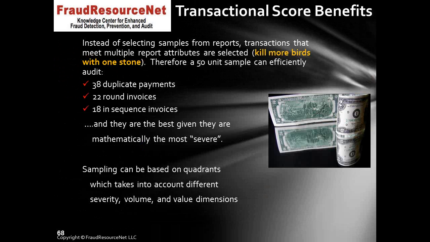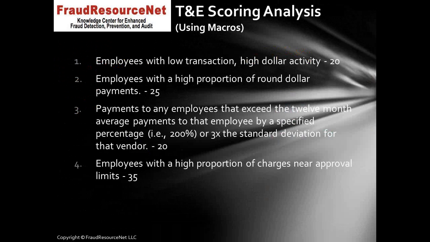You end up looking for an item that is part of a duplicate charge, that's round, that's strange from a textual analytic perspective, and pulling that out. One example could be employees with low transaction count but high dollars and a high proportion of round payments, people that exceed average payments to that employee, and a high proportion of charges over limits. These are all reports that you can run pretty quickly in Excel.